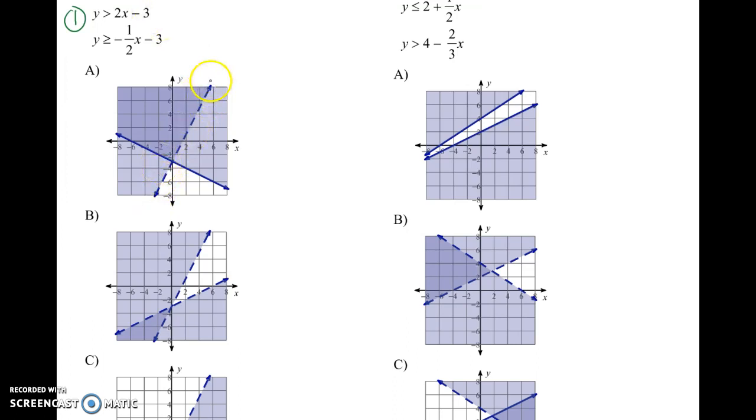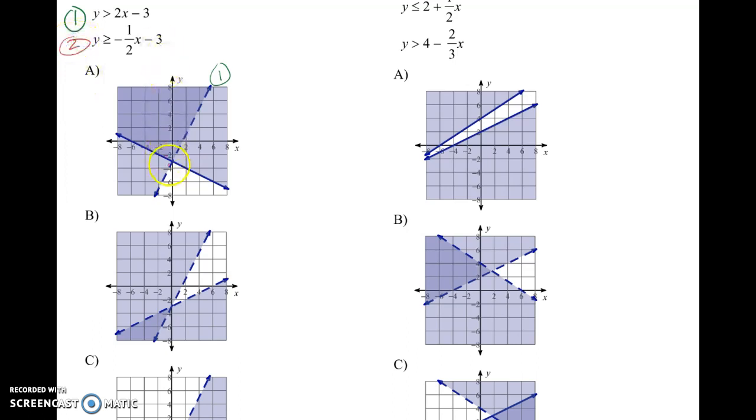So this line right here actually looks like line 1. But we need to pay attention to the shading. The shading is y is greater, so the shading should be up. Okay, so that one works. Now let's try number 2, or line number 2.